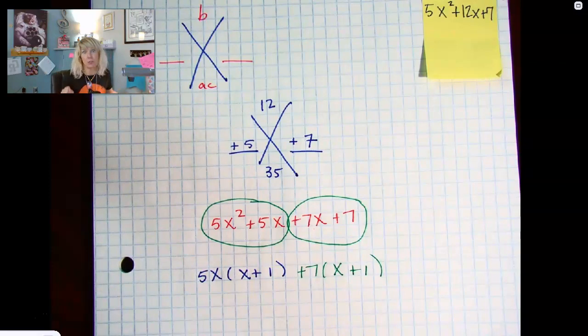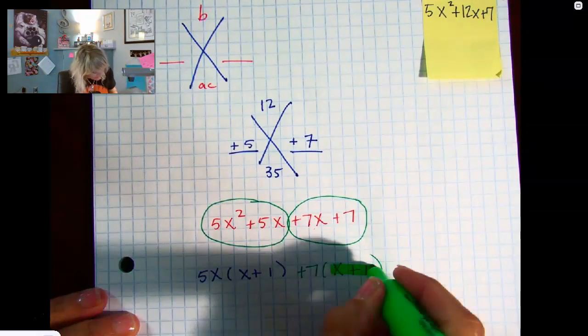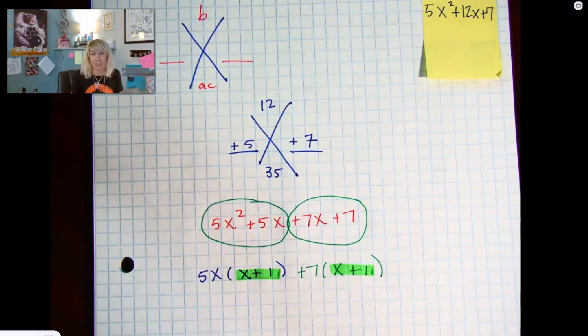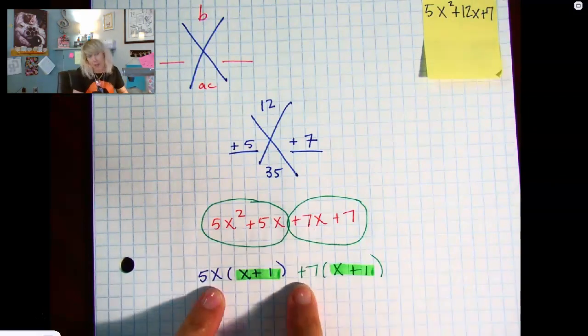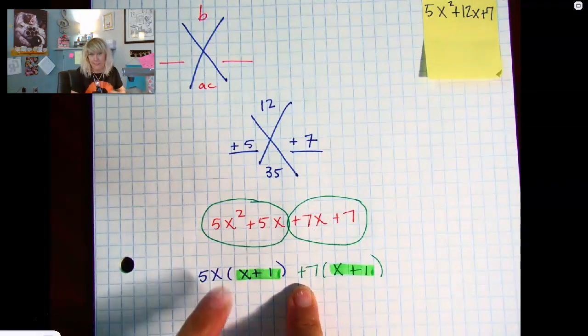Here is the beautiful thing about factoring by grouping. You know you are on the right track if what is left in parentheses matches. That certainly matches. That is going to be one part of my factors, the other factor is going to be 5x plus 7.